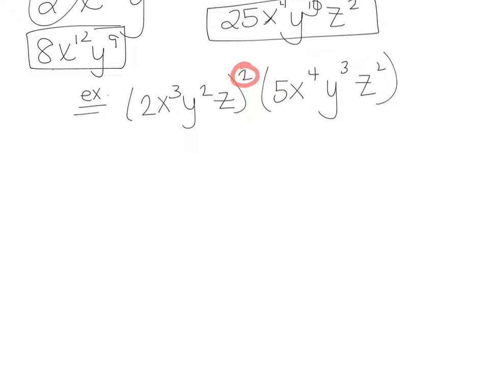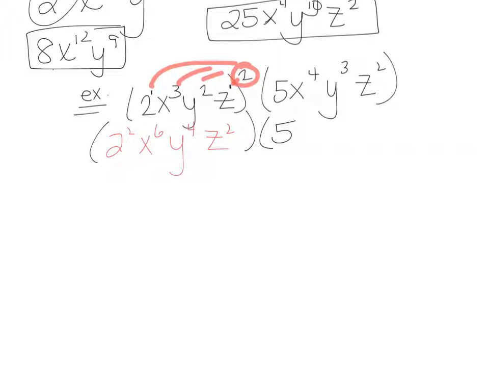So I'm going to take that 2 and I'm going to distribute it to everybody on the inside. But first, I'm going to preview, and if anybody doesn't have an exponent, I'm going to give it an exponent of 1. So everybody has an exponent, so now I can go ahead and distribute. Distribute, distribute, distribute, distribute. So I have 2 to the 2nd power, x to the 6th power, y to the 4th power, z to the 2nd power, times 5x to the 4th, y to the 3rd, z squared.